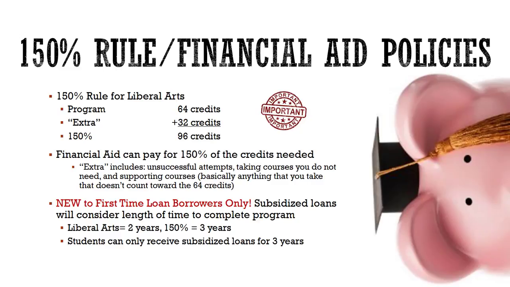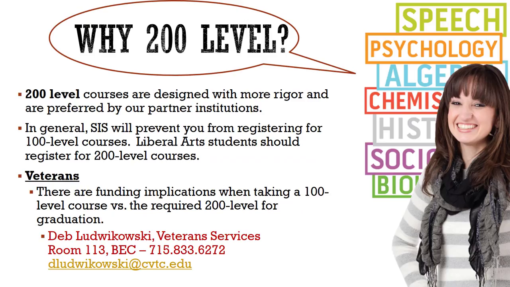Financial aid will award subsidized loans for 150% of your 2-year program, so 3 years. For a 1-year technical diploma, this would be 3 semesters. If you have questions about financial aid, start with contacting Student Central at 715-833-6200.